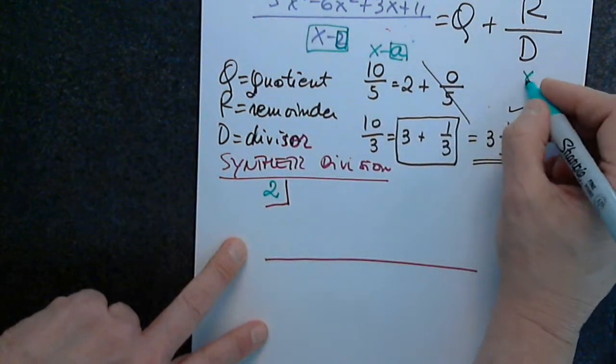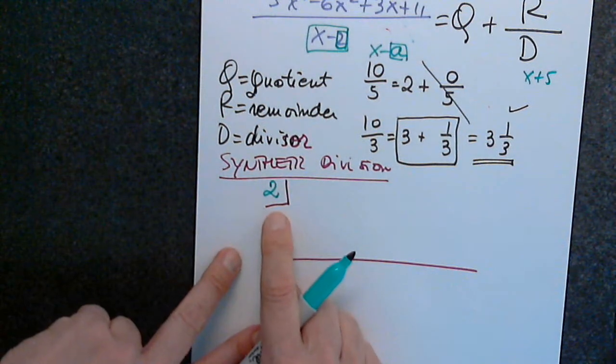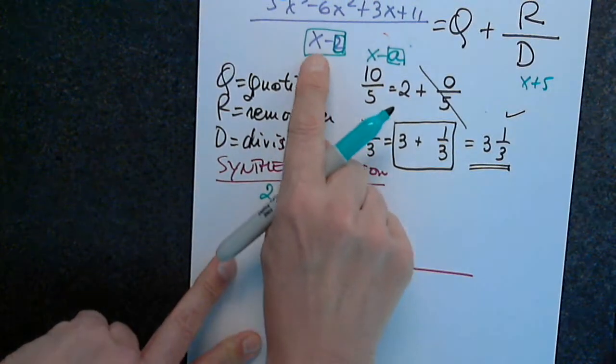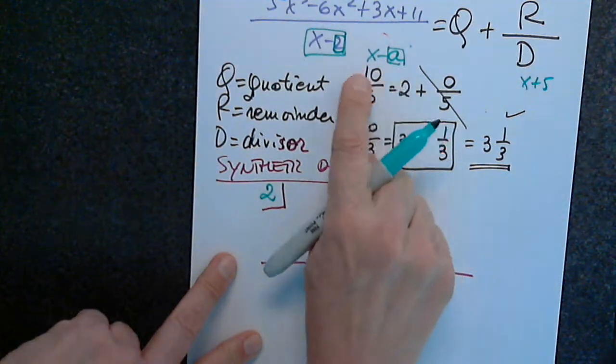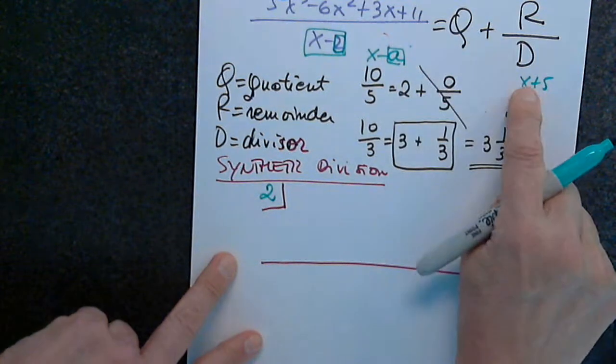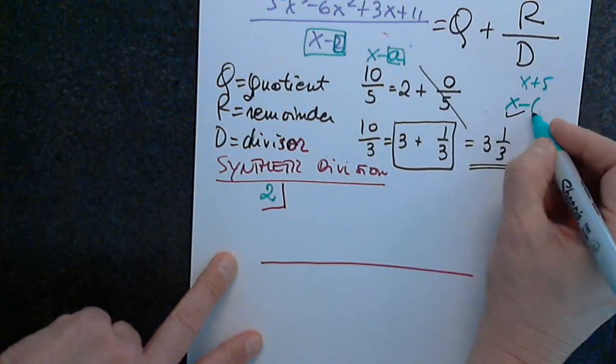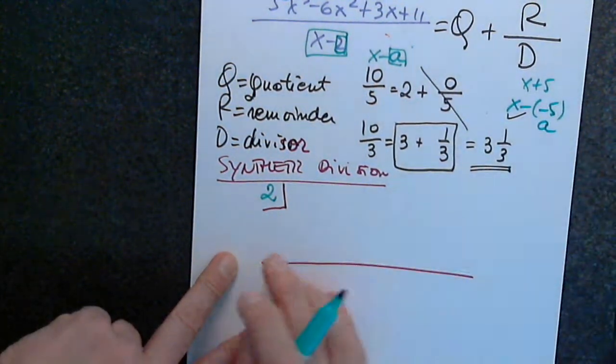What if I divide by x plus 5? What will I be putting in the box? -5. That's the point I'm making. The divisor has to be like x minus a number. That's how I identify a. If it's x plus 5, I will write x minus -5, and this becomes a.